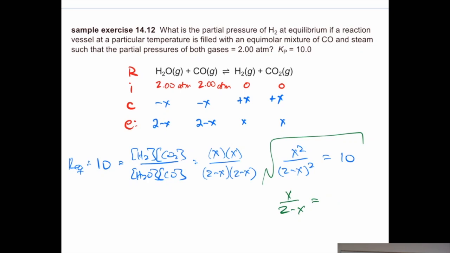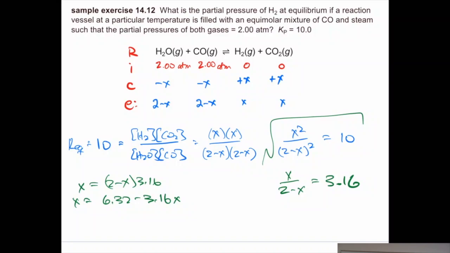Square root of 10, which is something a little bit greater than 3, because the square root of 9 is 3, so I'm guessing it's 3.2? That's 3.16. Oh, that rounds to 3.2. You have a calculator, use it. All right, so now we have x is equal to 2 minus x times 3.16. x is equal to 6.32 minus 3.16x.